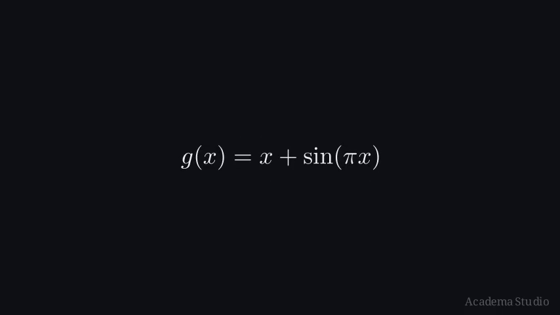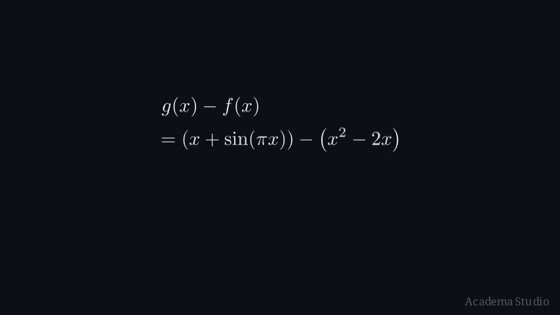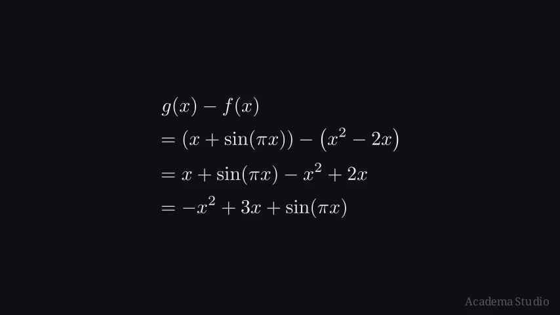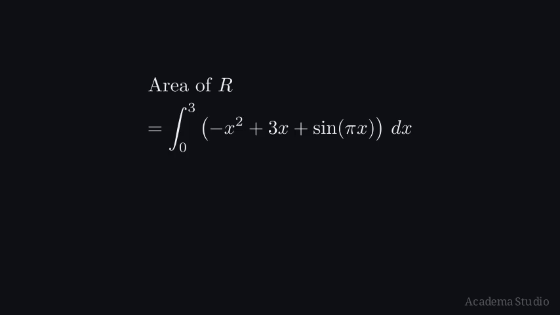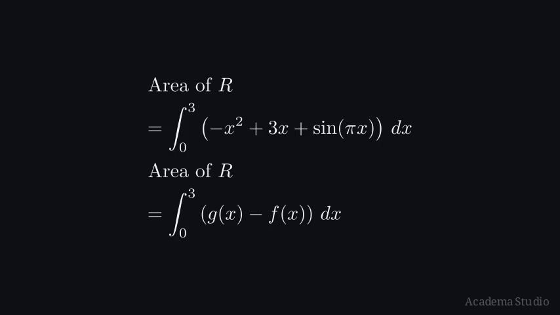Now substitute the formulas for g of x and f of x, where f of x equals x squared minus 2x. So the integrand can also be written as negative x squared plus 3x plus sine of pi x. Area of R equals the integral from 0 to 3 of negative x squared plus 3x plus sine of pi x dx, which is the integral from 0 to 3 of g of x minus f of x dx.